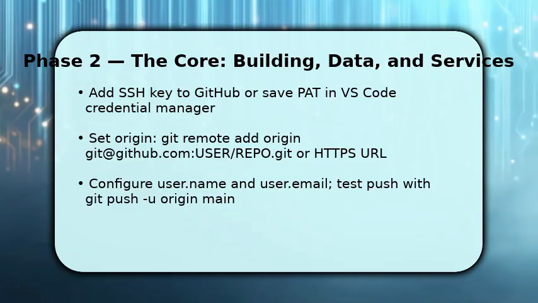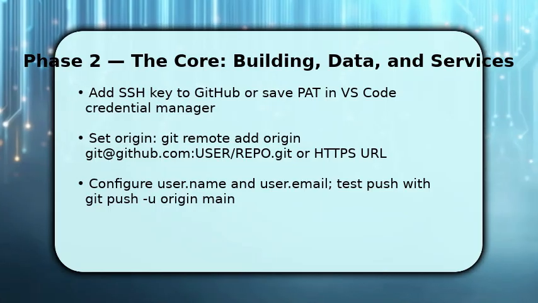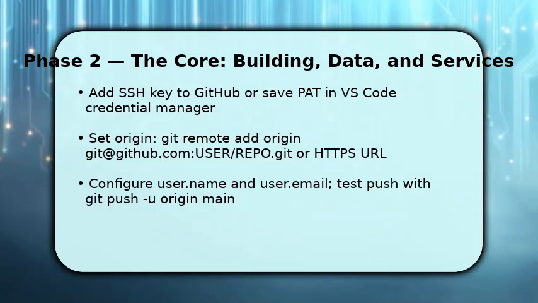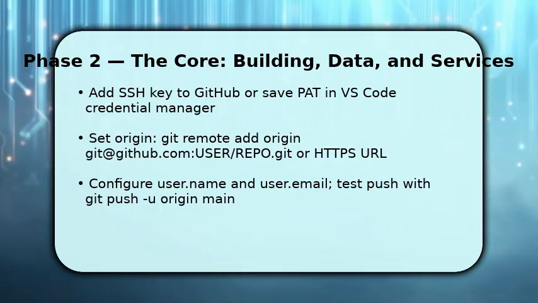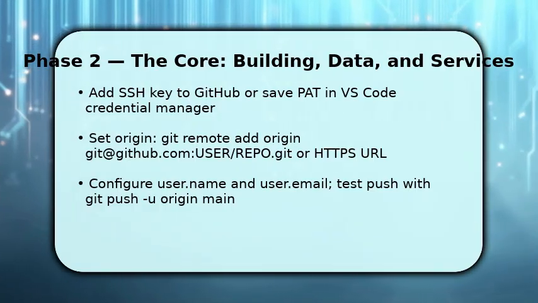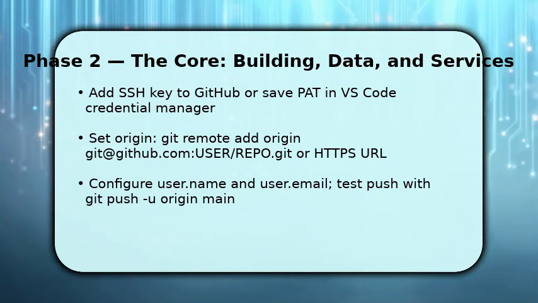If using a PAT, store it in the Credential Manager or the VS Code Git authentication prompt. Then set your repo remote with git remote add origin and the repository URL. Replace user and repo accordingly. Configure Git user.name and user.email so commits are attributed correctly.